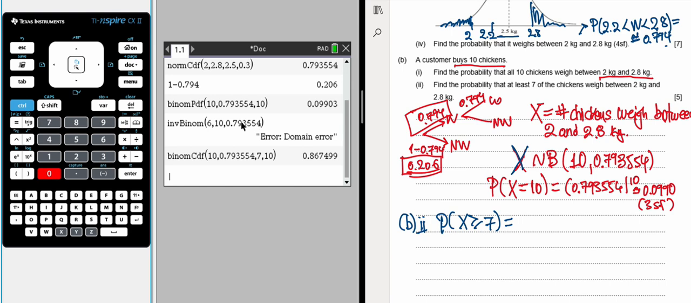The result is 0.867 to three significant figures. And again, I've neglected writing what's on the calculator screen, so let me emphasize that, because you need that to put it down as you're working: 10, 0.793554, 7, 10, and then the result is right above it.